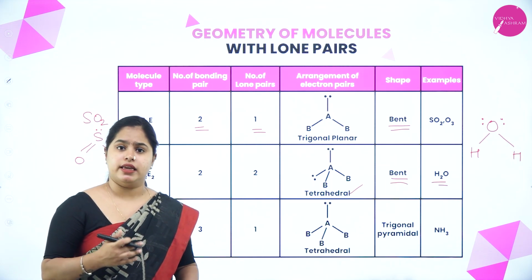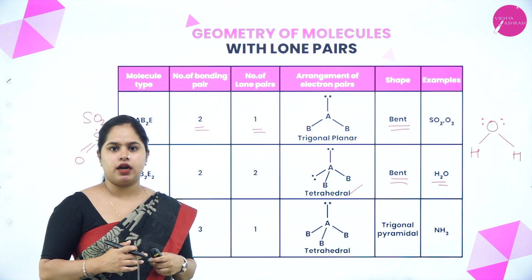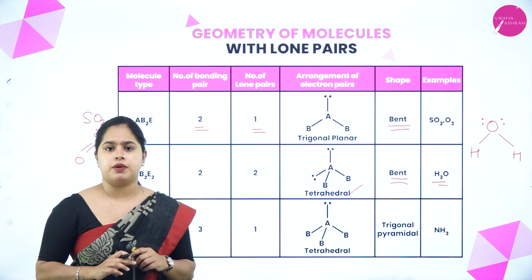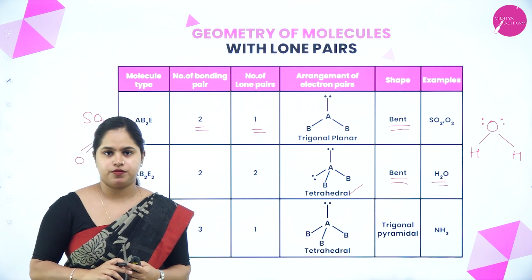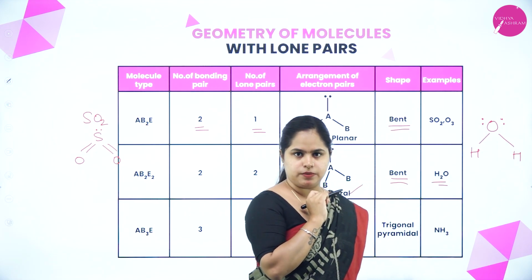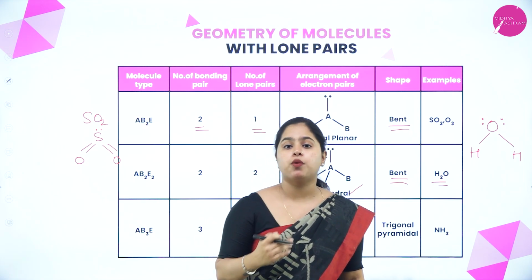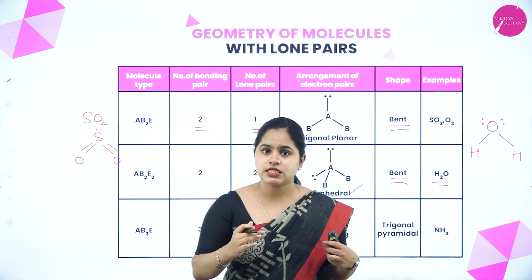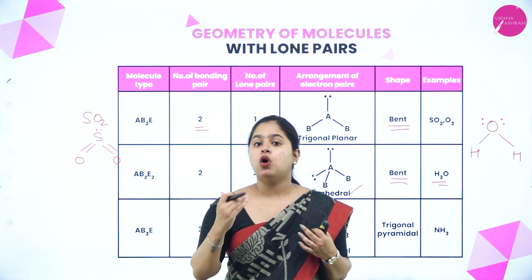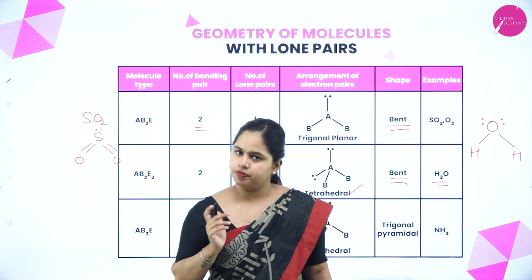Now, why exactly are they differing from this geometry? If the geometry is tetrahedral, then the shape also must be tetrahedral. But when lone pairs are present, the shape becomes bent. Why is that? As you can see here, lone pairs are present, and bond pairs are also present. When we were studying the postulates of VSEPR theory, we discussed that lone pair-lone pair repulsions are greater than lone pair-bond pair repulsions, which are greater than bond pair-bond pair repulsions.